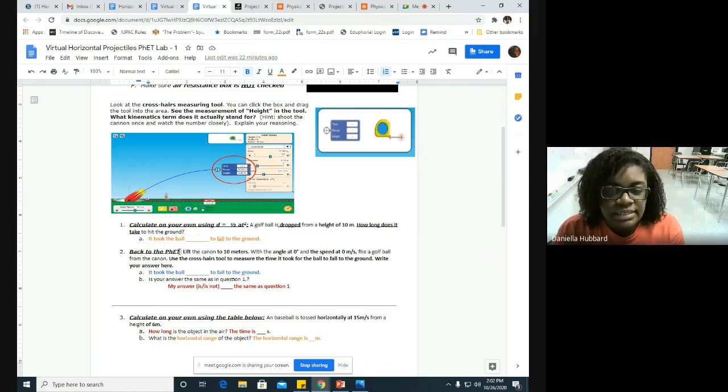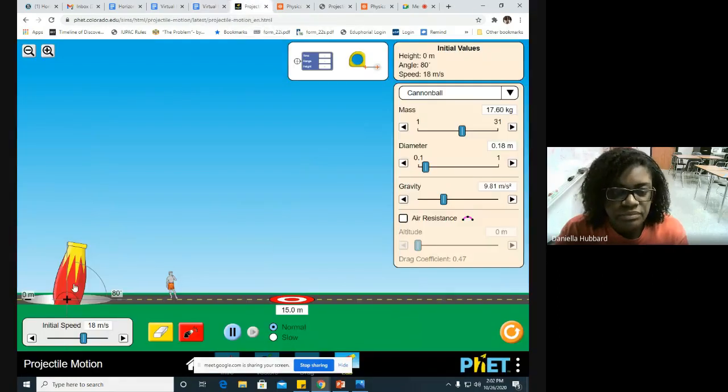Number two, where it says back to the PhET lab, I'll make sure I include that word in. We're going to go back to the PhET lab. It says for us to lift the cannon 10 meters. We're going to change the angle to 0 degrees, and the speed is going to be 0 meters per second. Okay, so let's go do that.